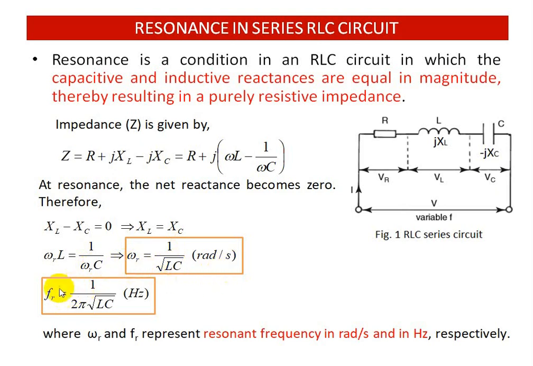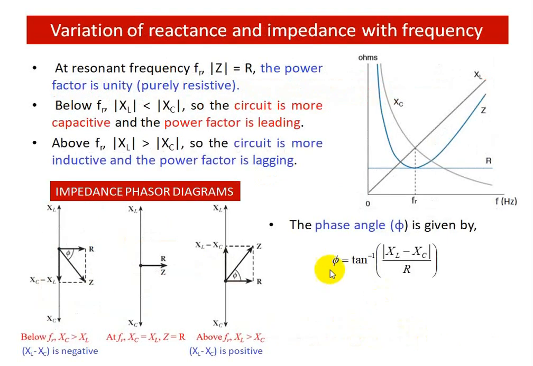And from this, we can get the equation for frequency in hertz. So you know the relation between omega R and fR. So omega R is nothing but 2 pi f. So if you divide this by 2 pi, you will get frequency in hertz. So therefore, fR is 1 by 2 pi under the root LC, where omega R or fR is the resonant frequency, omega R is in radians per second, whereas fR is in hertz.